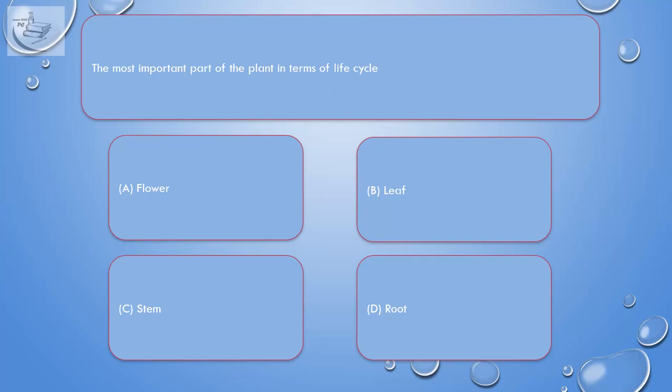Question: the most important part of the plant in terms of life cycle. A. Flower. B. Leaf. C. Stem. D. Root. Correct answer is A. Flower.